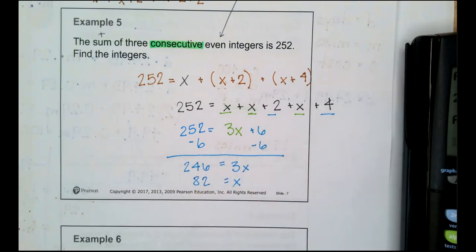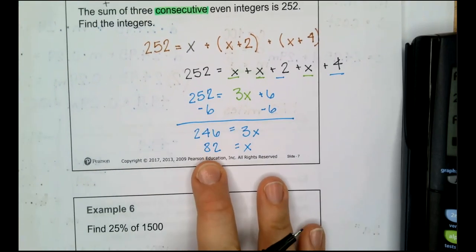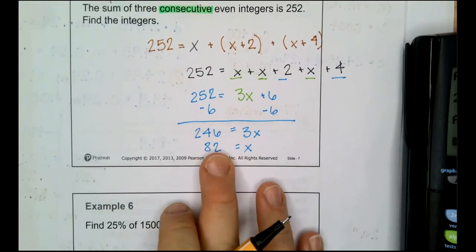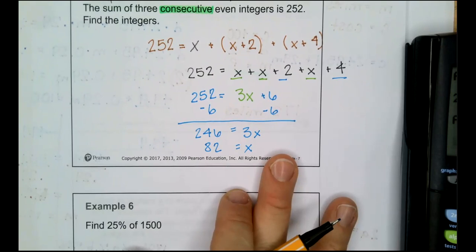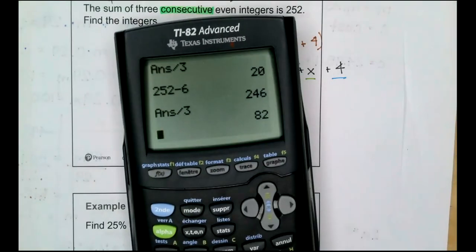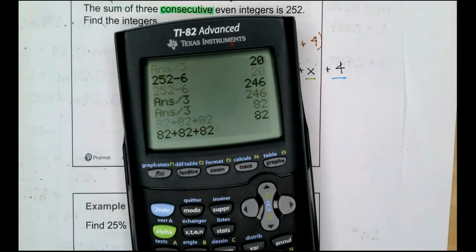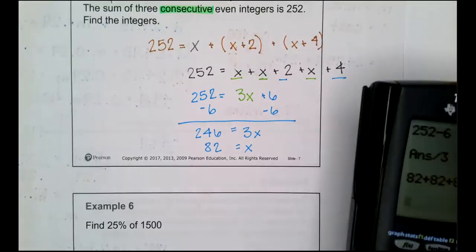Good? So the integers are 82. The integers are 82. That's only one number. What if it was 82? How many 3 consecutive even integers? So 82 3 times? Nope, that doesn't give me 252.